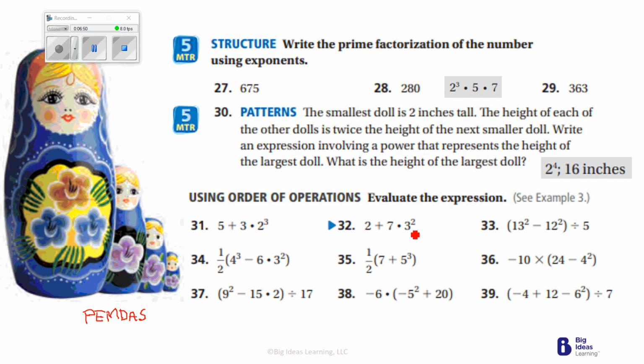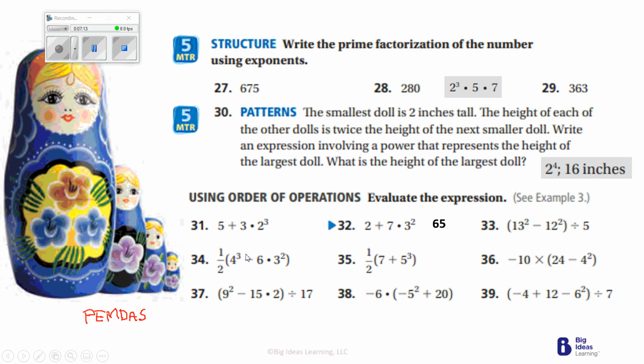So I'm going to have to take 3 to the second power, which is 9. Then I'm going to have to take 9 and multiply it by 7. That's 63. Then I'm going to have to take 63 and add it to 2. That gives me 65. Oh, I'm adding it to 2. Yeah, 63 plus 2 is 65.